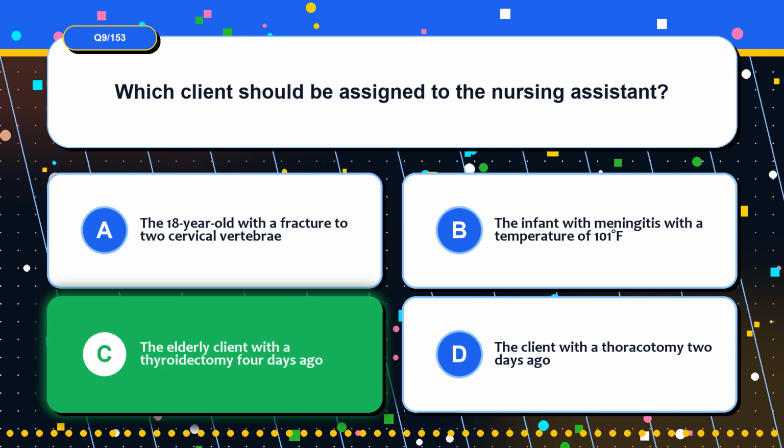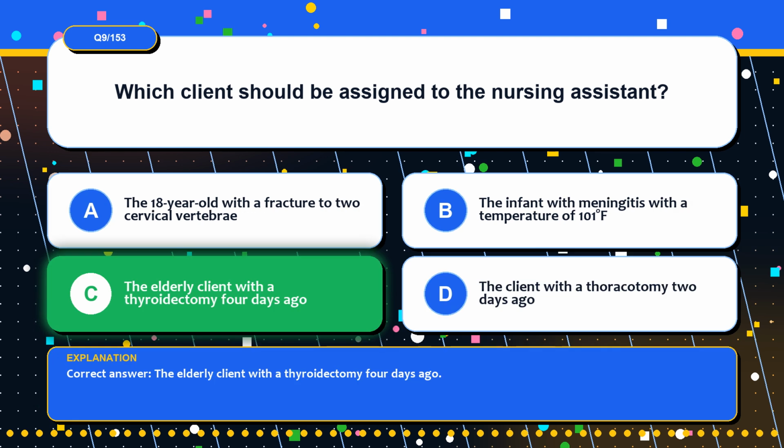The correct answer is option C. The elderly client with a thyroidectomy 4 days ago. Correct answer.